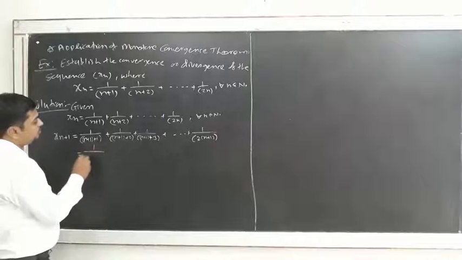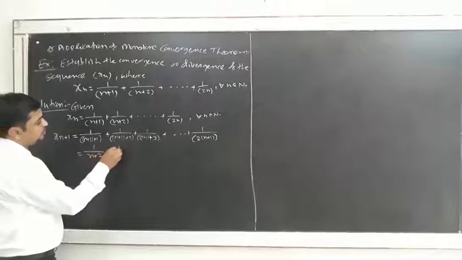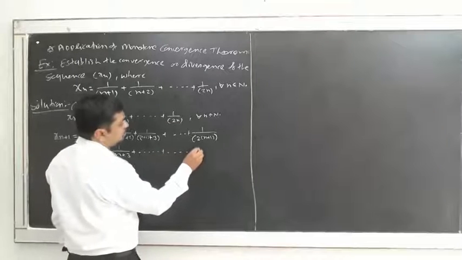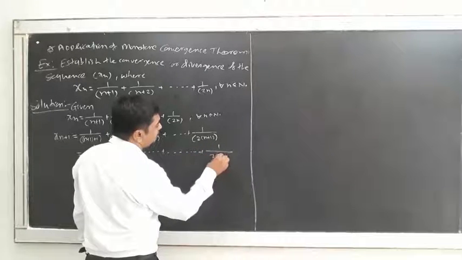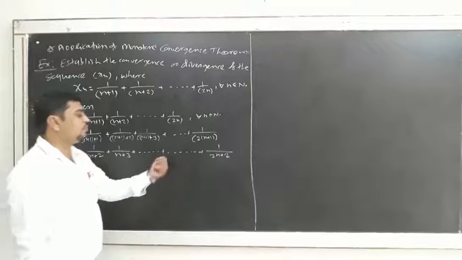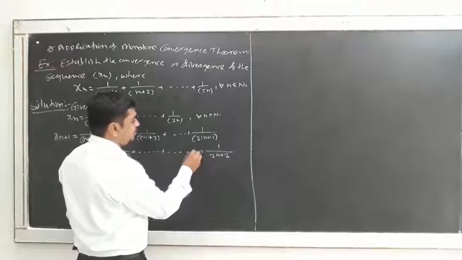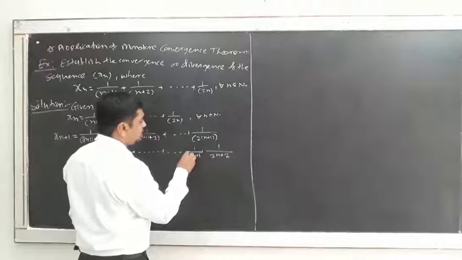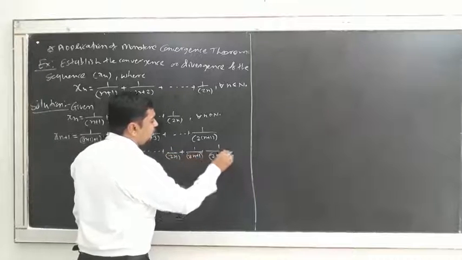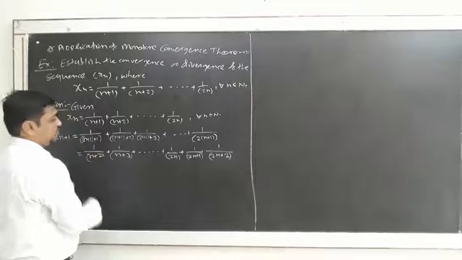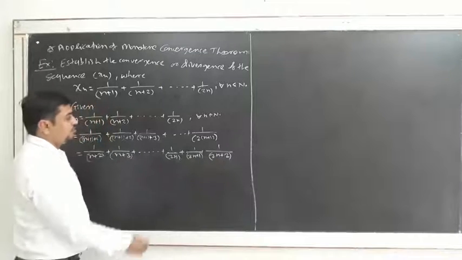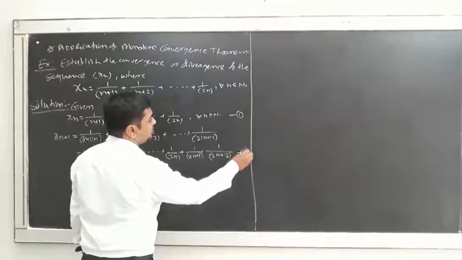Just simplify: 1 upon n plus 2, plus 1 upon n plus 3 and dot dot dot, up to 1 upon 2n plus 2. This is 2n plus 2. And before this sum you can write some terms, that is 1 upon 2n plus 1, and then here again 1 upon 2n. That is 2n plus 1, 2n plus 2. Say this is equation number 1 and this is equation number 2.